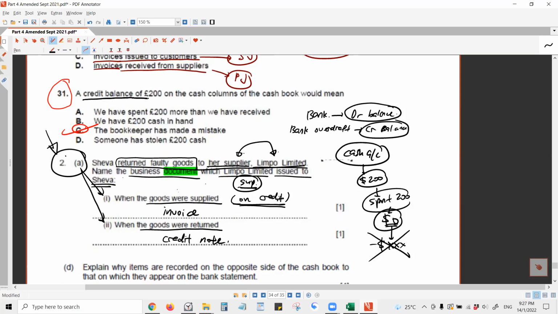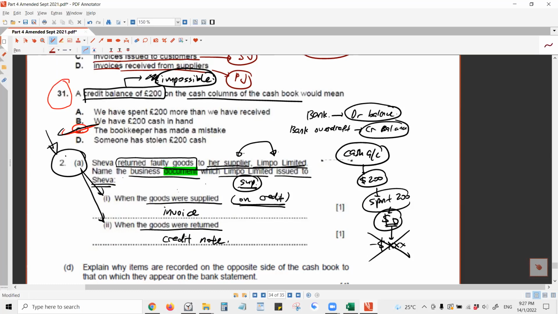Because credit balance $200 on the cash column of cash book is not possible. This is not possible for a cash account. Impossible. For a cash account, you can only have a debit balance. It's either zero or a positive number. Therefore, answer is C. Bookkeeper has made a mistake.